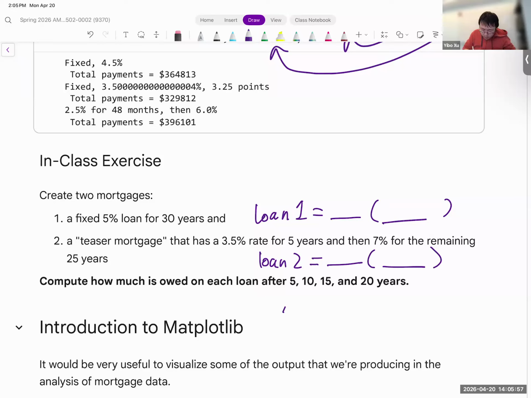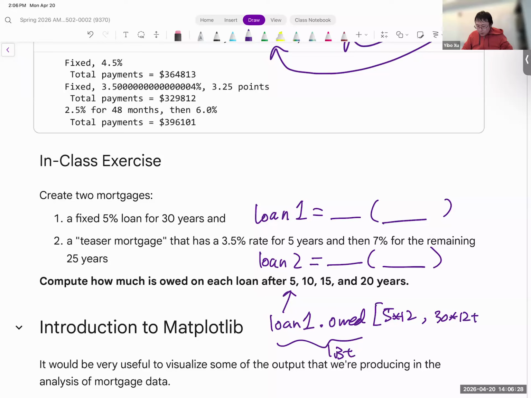And then here, what you need to do is, let's say loan one dot owned. So that's a list, right? So you can do slicing. It's starting with 5 times 12 and ending at, let's make it 5, 10, 15, 20, 25, 30. Okay, so that covers everything. So it's going to be 30 times 12 plus 1. Remember, it doesn't include the end. And then for the step, it can be just 5 times 12.